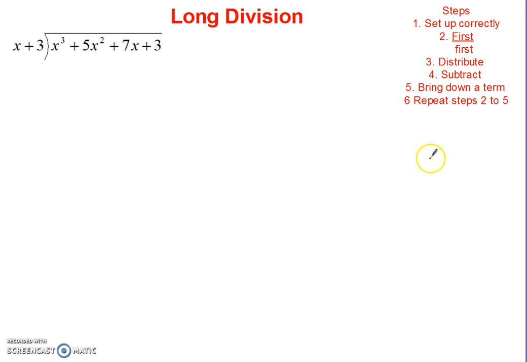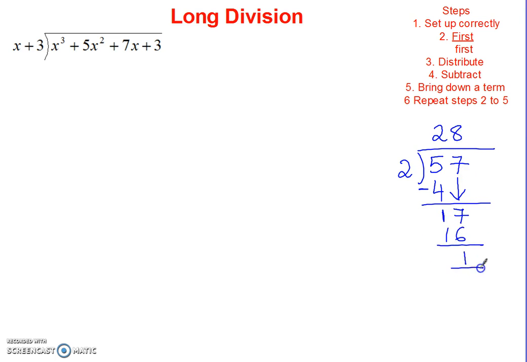For example, if it is 57 divided by 2, how did we divide this when it was numbers? You would look at how many times 2 will go into 5. You would say that 2 times 2 is 4. But 5 minus 4, the remainder is 1. And you would bring down the 7. 2 goes into 17, and the max is 2 times 8, which is 16. And you get a remainder of 1. You call this your remainder.